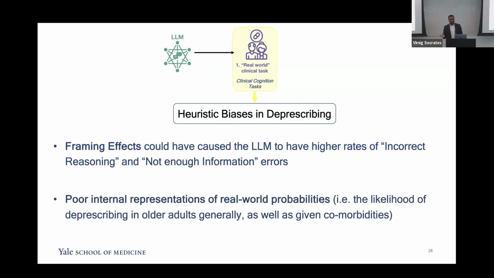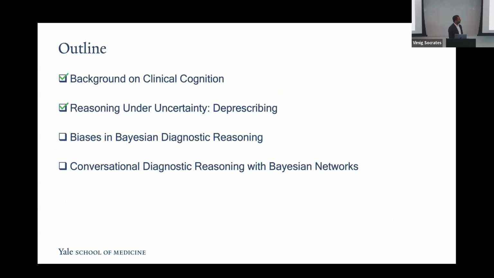Similarly, a poor understanding of real world probabilities is a potential reason for this. Just as an aside, I did chat with the LLM, and it doesn't seem to have a great understanding of real world likelihoods of actually making deprescribing recommendations. Of course, if you work with LLMs, you know that they're brittle and there's not a lot of coherence between different questions that you ask it. So there is a potential that despite it not knowing how often deprescribing actually is done in the real world, maybe it can do it well, but that's one of the potential reasons.